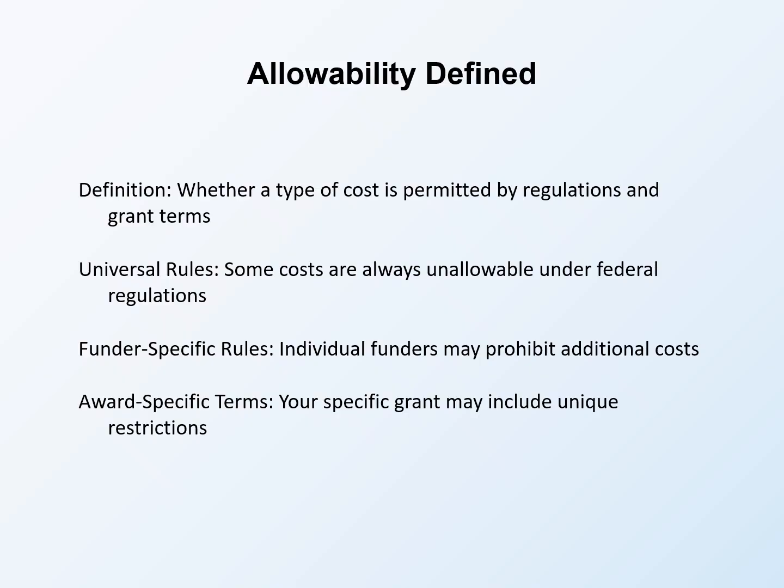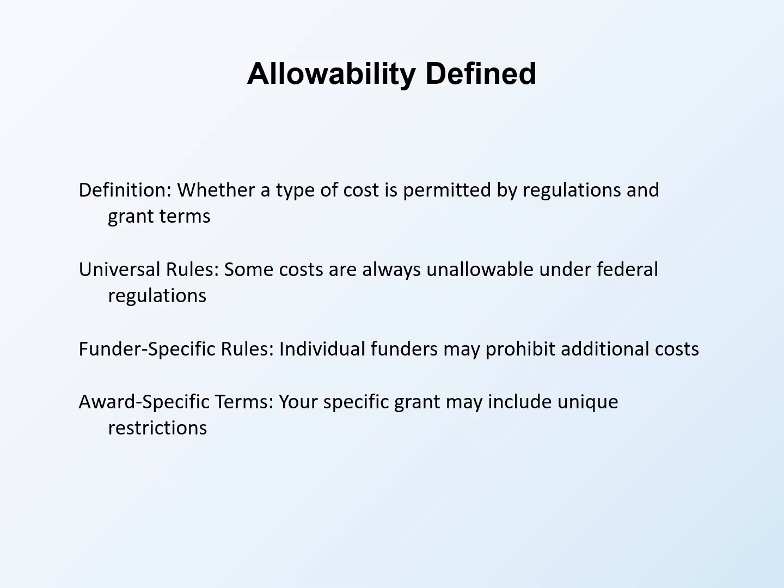Funder-specific rules may prohibit additional costs beyond the universal restrictions. Each federal agency has some discretion in implementing grant requirements. A particular agency might prohibit costs that are allowable under general rules if they conflict with agency policy or program purposes. Review your funder's specific guidance for additional restrictions.